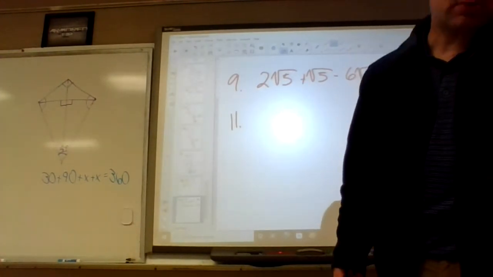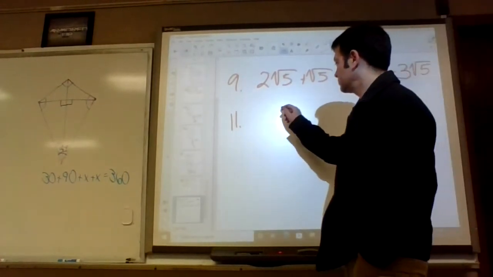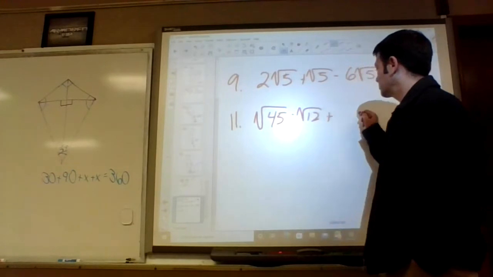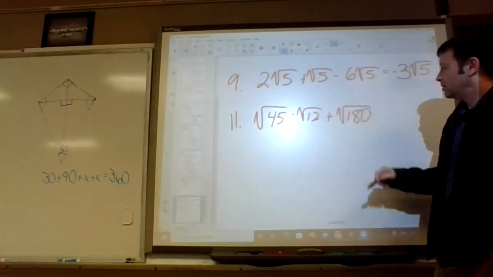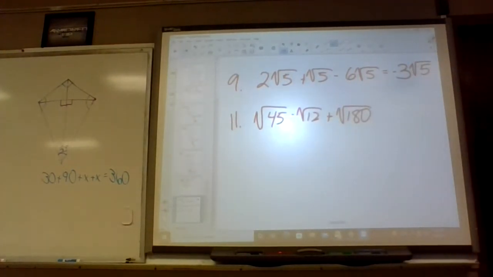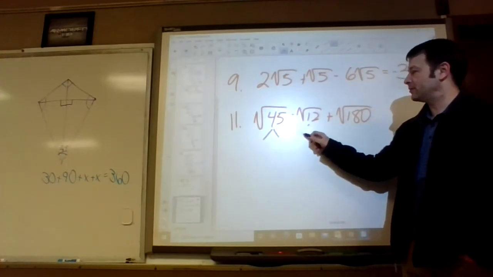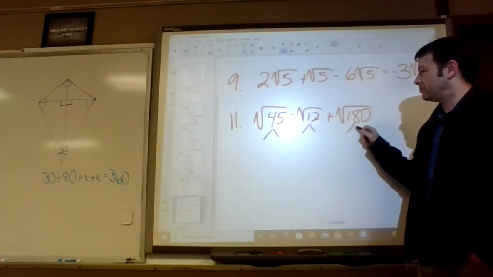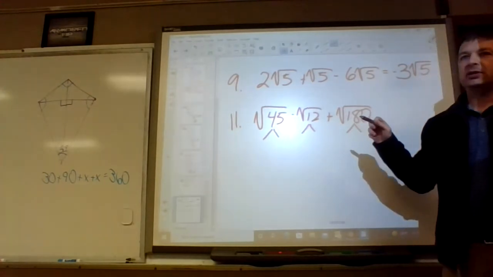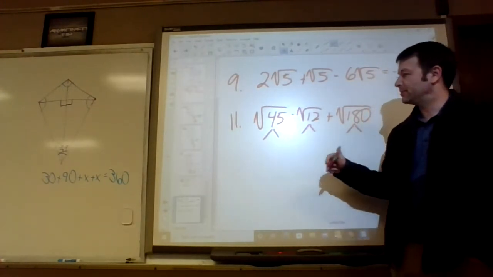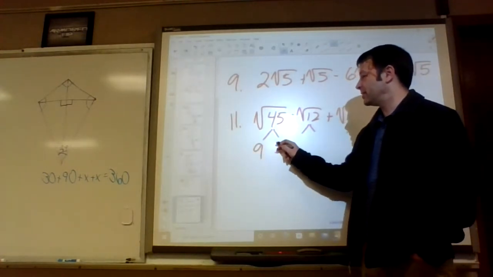Square root of 45 minus square root of 12 plus square root of 40. Okay, now these don't look like they could simplify, right? Because they're all different. But when we simplify each individual square root, we're going to find out that some of them actually can be added together. Yeah, some calculators can do this. I'll go ahead and do it by hand.